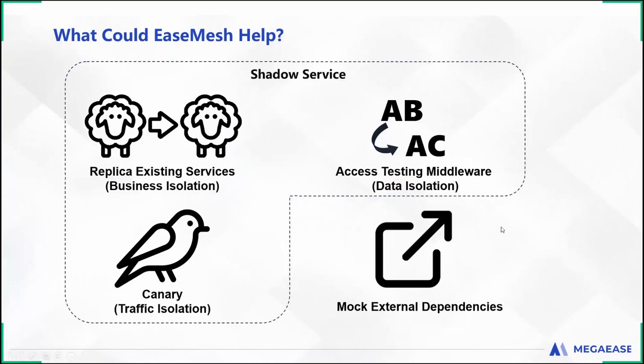The above three isolations are implemented by the shadow service feature of Ease Mesh. It should be noted that canary is also a feature of Ease Mesh. The canary in the figure only means that shadow service will automatically deploy a canary rule. In addition to shadow service, we also need another feature of Ease Mesh to make a full-stack stress test possible: Mock, because we cannot replicate some third-party services for testing, such as the payment service mentioned above. We need to mock it.